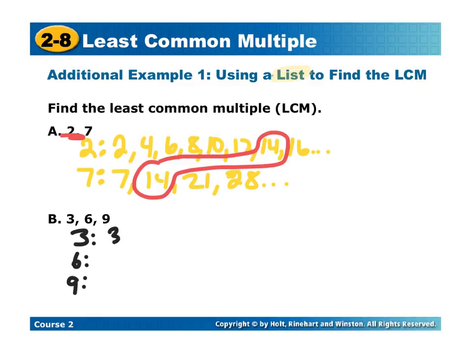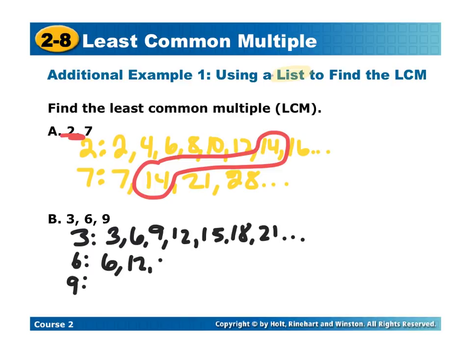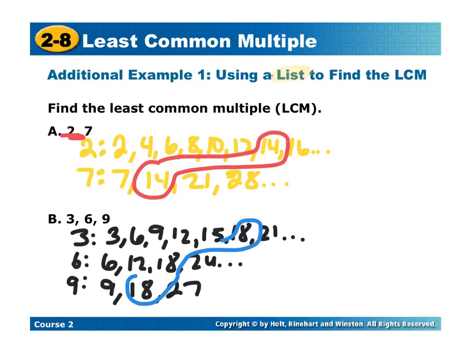Right, so here we'd have 3, 6, 9, 12, 15, 18, 21. 6 would be 6, 12, 18, 24. 9, 18, 27. And here we would see that their first common multiple for all three would be 18.